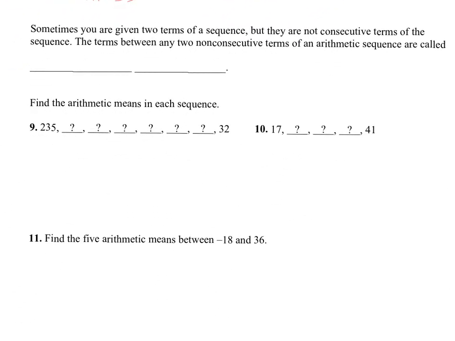Okay, sometimes you are given 2 terms of a sequence, but they are not consecutive terms of the sequence. The terms between any 2 non-consecutive terms of an arithmetic sequence are called arithmetic means. Okay, so I'm going to show you 2 ways to do problems like 9 and 10. I'll show you the textbook's way for number 9. So let me write the formula first.